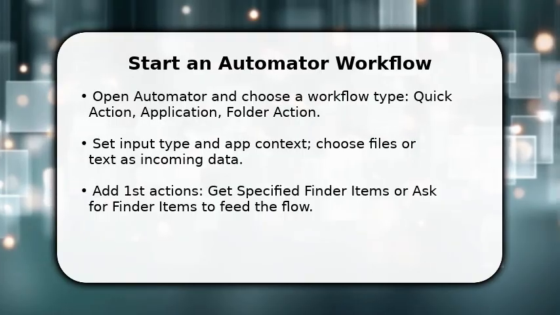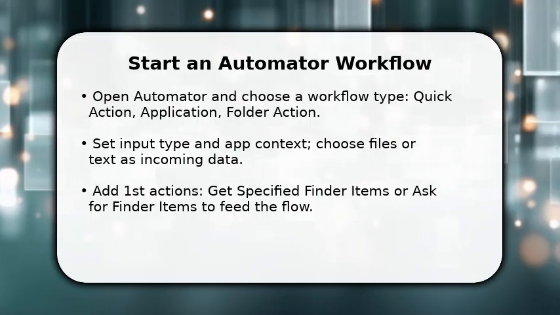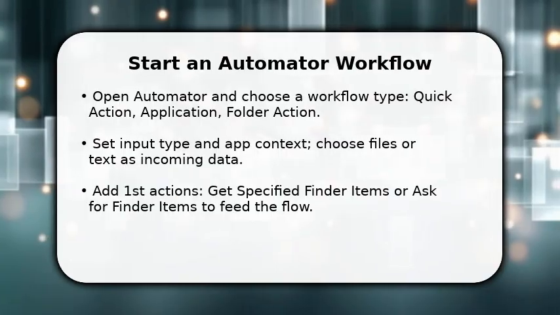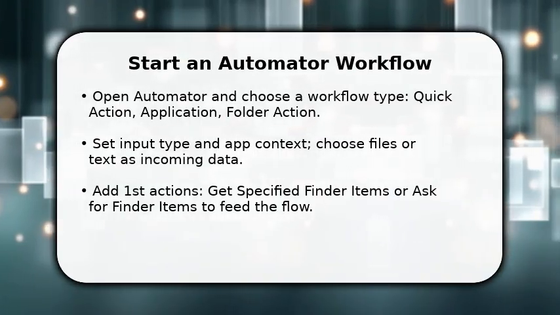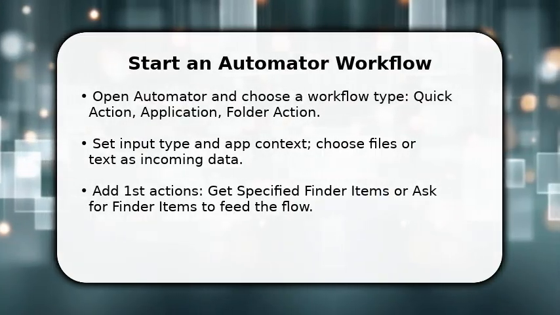Once done, add a starter action like Get Specified Finder Items or Ask for Finder Items to grab files right away. Make sure to set the input options and application scope. This makes downstream actions receive the correct data and prevents common mismatches early.